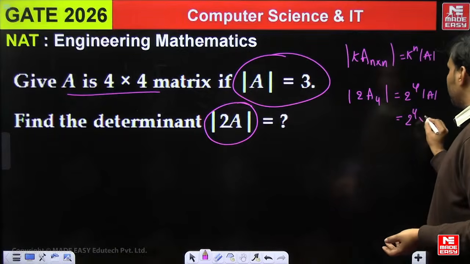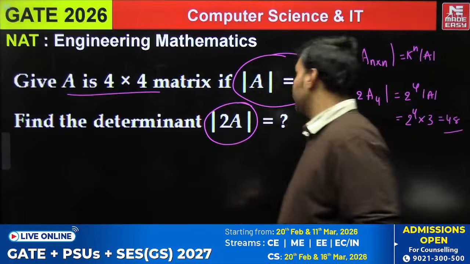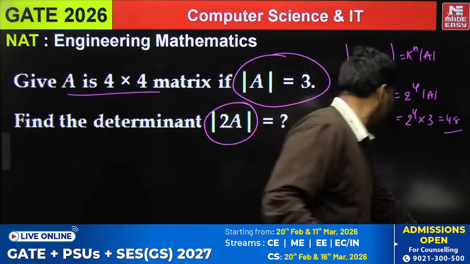So what is mod A that is given? It is 3. So 16 into 3, it is going to be 48. Right, 16 into 3, it is going to be 48. So it is a direct question. Okay, next question.